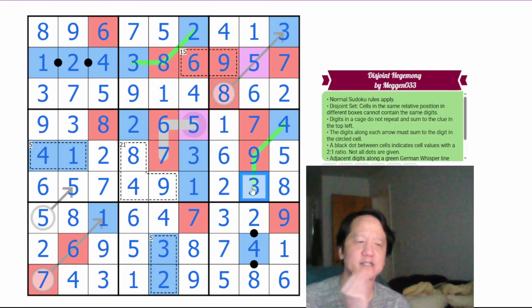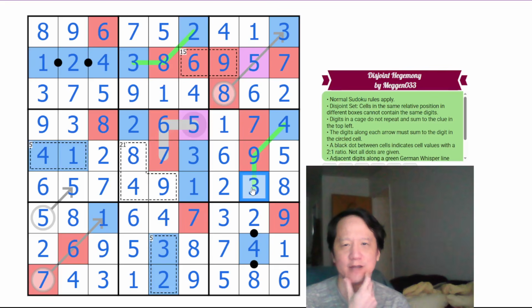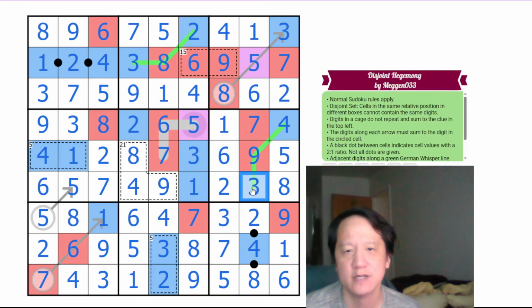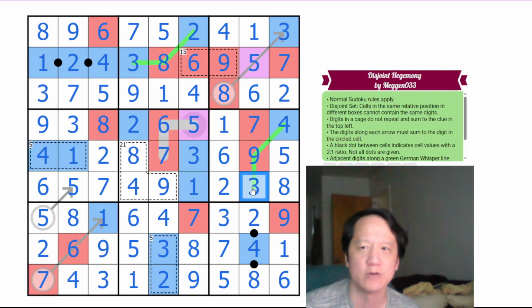Hopefully that made sense to you guys. I've been told that a lot of people have problems with disjoint sets, but for some reason it comes easier to me to spot. I haven't done one in a while though, so it's been a while since I've done a disjoint set. So I might have been a little slow here in doing that.